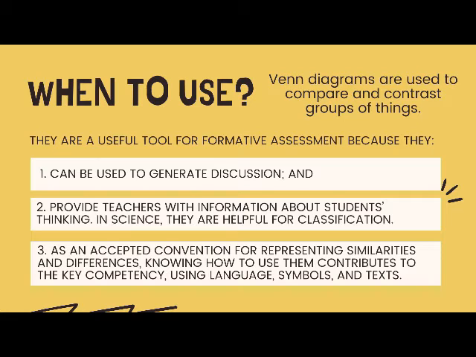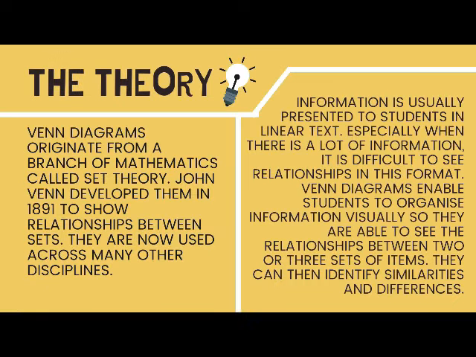So when to use Venn diagrams? Venn diagrams are used to compare and contrast groups of things. They are a useful tool for formative assessment because they can be used to generate discussions and provide teachers with information about students' thinking. In science, they are helpful for classifications as an accepted convention for representing similarities and differences. Knowing how to use them contributes to the key competency using language, symbols, and text.